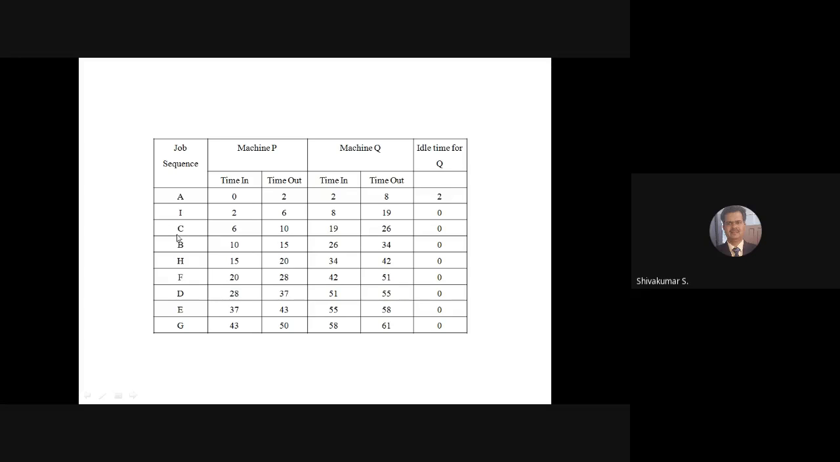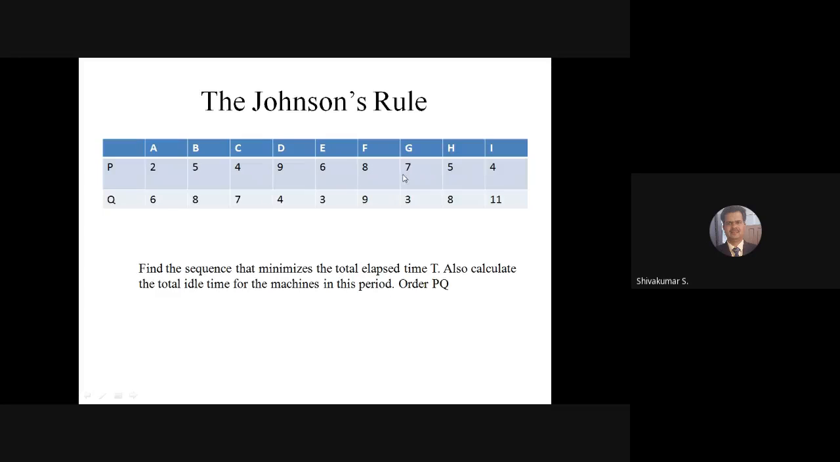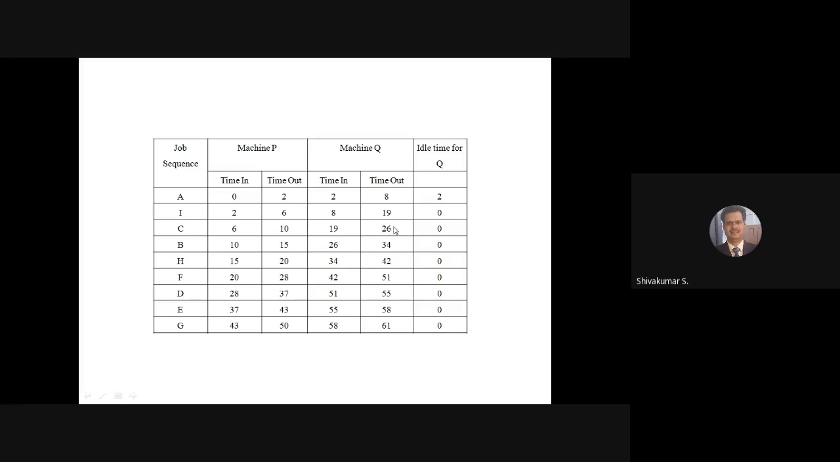Similarly, come to job sequence C here. Time out is 6. Immediately it comes here, 6. Whereas processing time of C is 4. So 6 plus 4, 10. So job C is processed on machine P and ready for machine Q, but machine Q is free only after 19 minutes. So time in 19, time out plus 7 minutes. Okay, that is 7 minutes. So 19 plus 7, 26. So machine Q won't wait. 19 minus 19, 0. Likewise, you do for all the jobs. Just ask me if you have doubts.